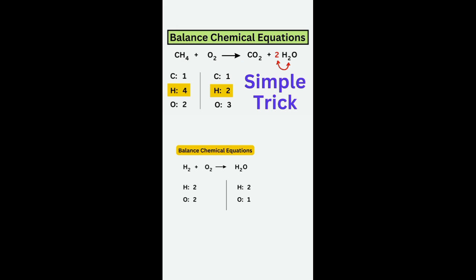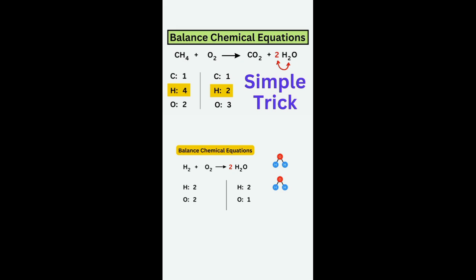Now we start balancing. We are only allowed to change the big numbers in front of the atoms or molecules, called coefficients. We are not allowed to touch the small numbers that are part of the chemical formula. Those tell us the identity of the compound. Now we have unbalanced oxygen. We have 2 oxygens on left and 1 on right side inside H2O. So to fix it, we will put 2 in front of H2O.